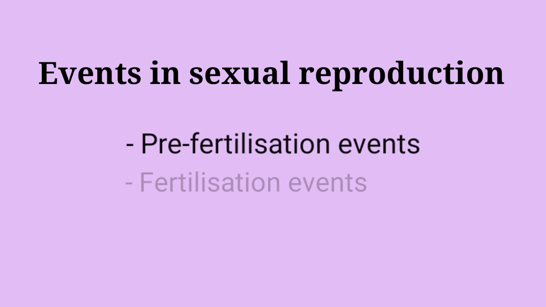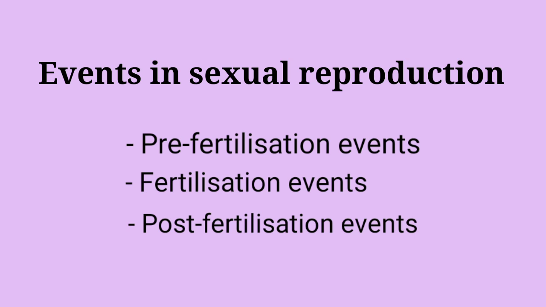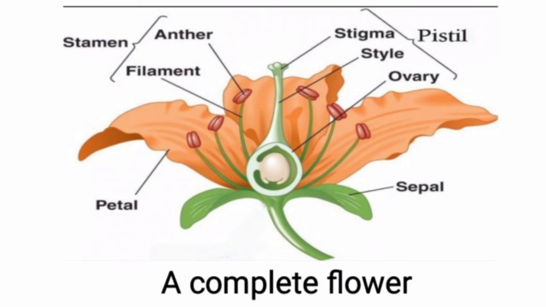In this lesson we shall discuss in detail the events which take place in sexual reproduction in flowering plants. So what are the events in sexual reproduction? They are pre-fertilization events, fertilization events and post-fertilization events. We will discuss them one by one in our next video.